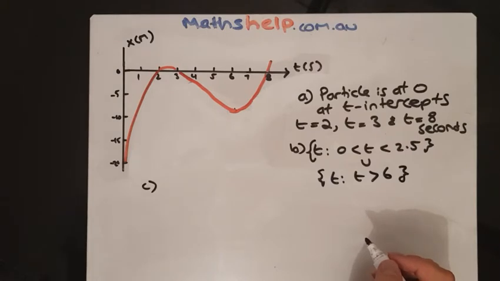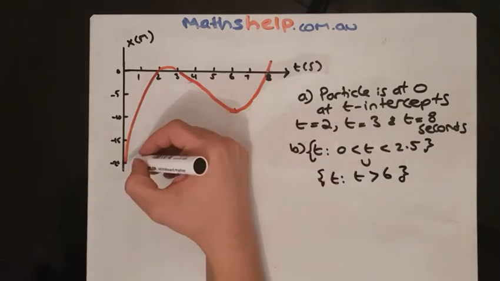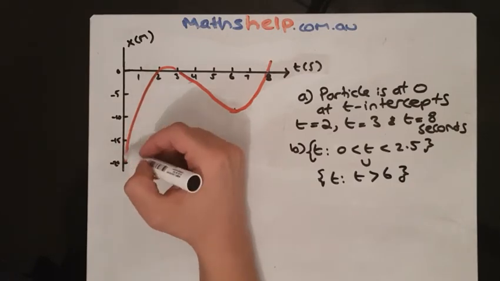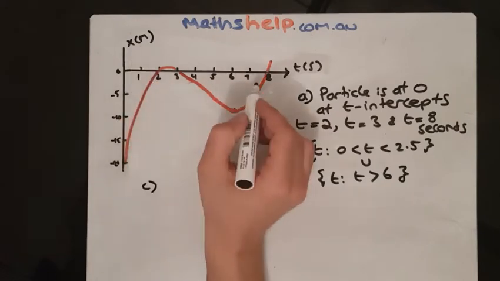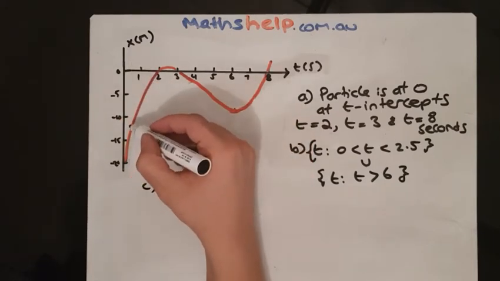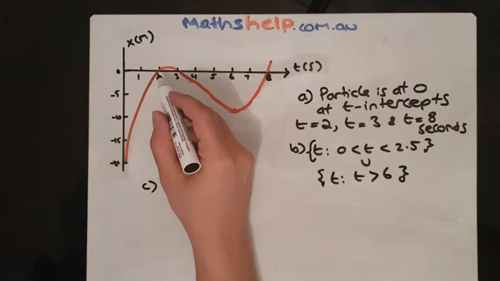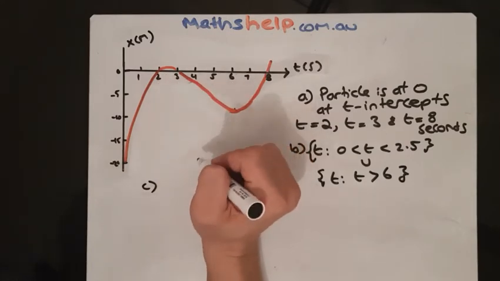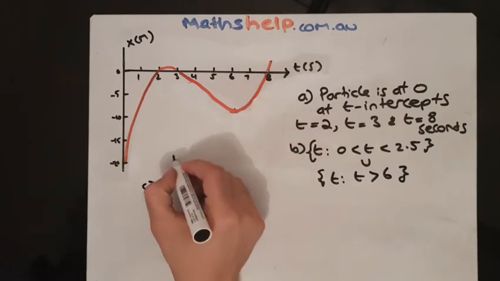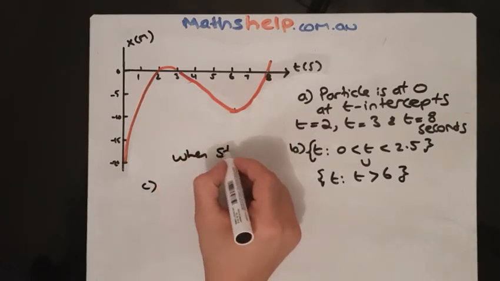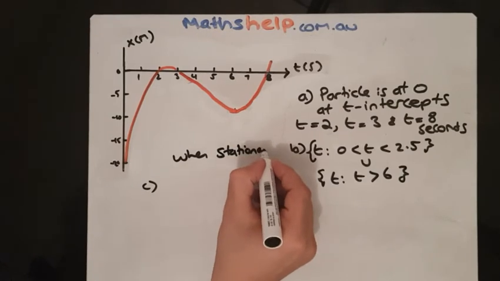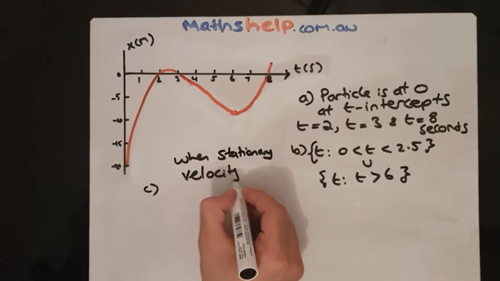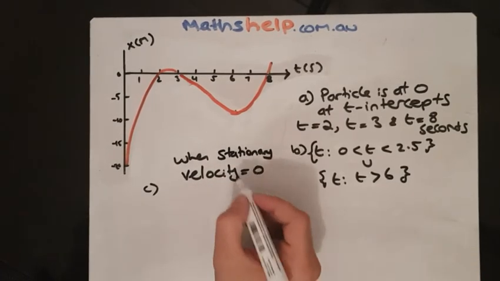For part C, for which values of t is the particle stationary? What does that mean? This is the position time graph, so the gradient of this graph is going to tell us the velocity of this object, and whenever we're stationary, our velocity has to equal 0 because you're not moving.